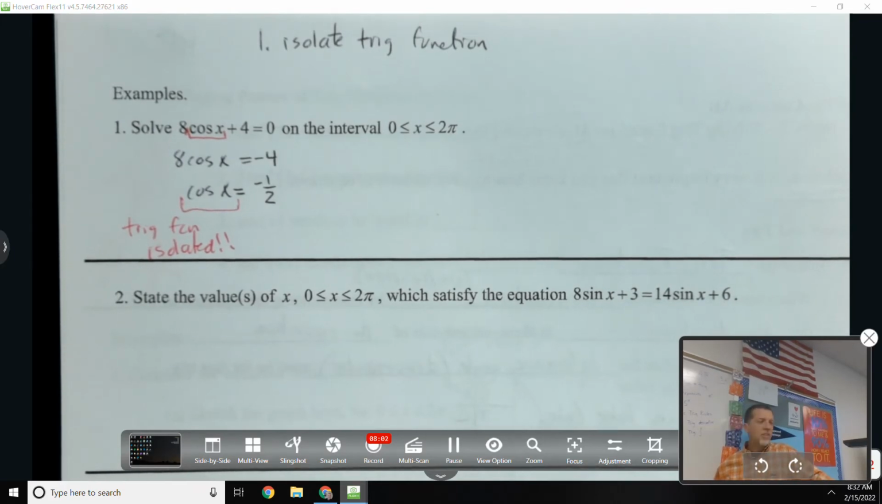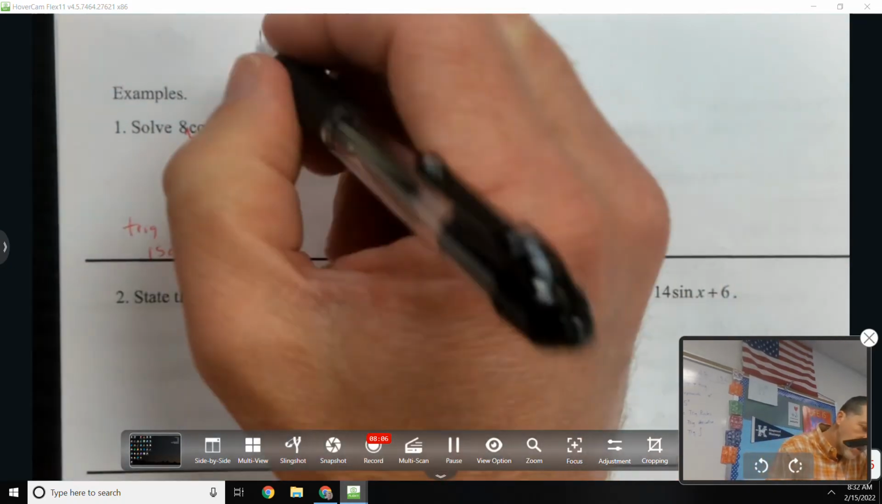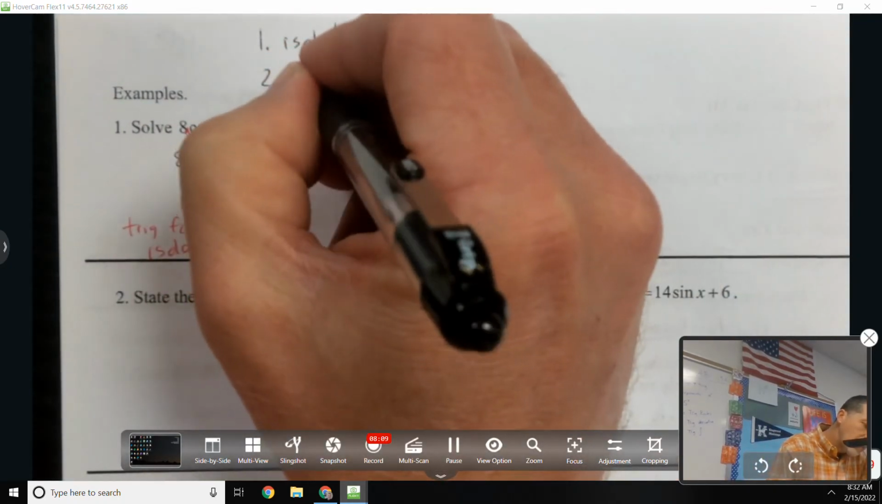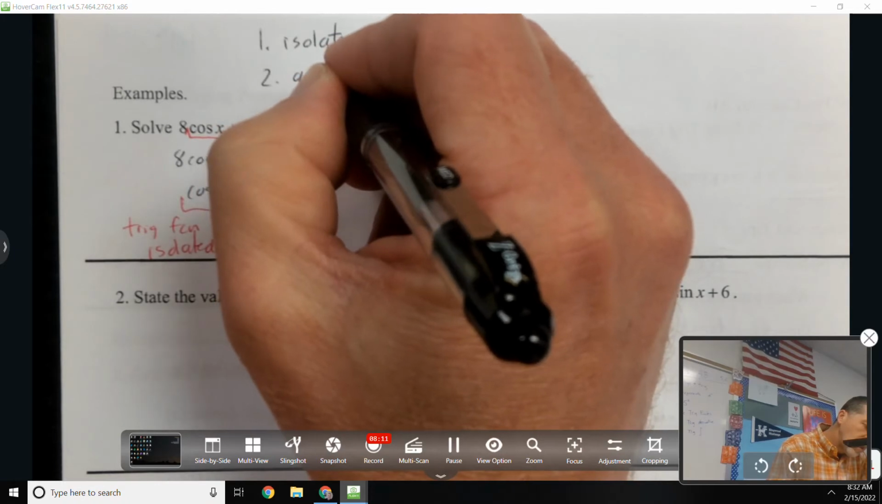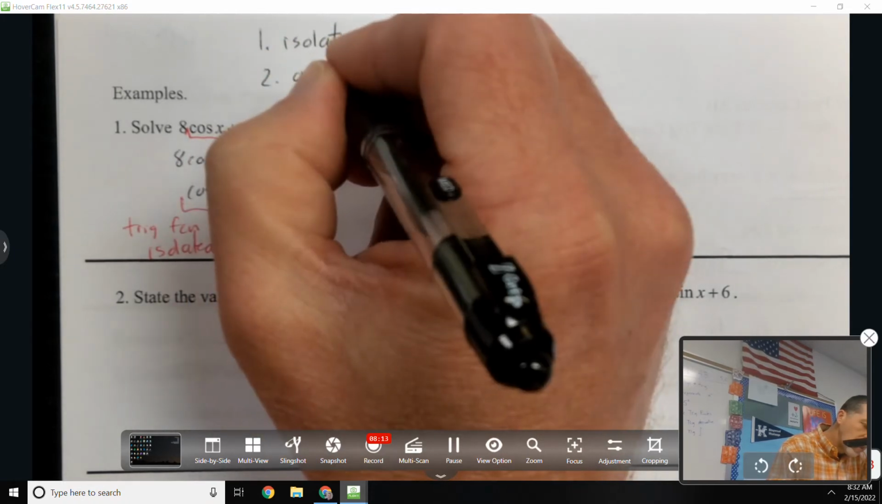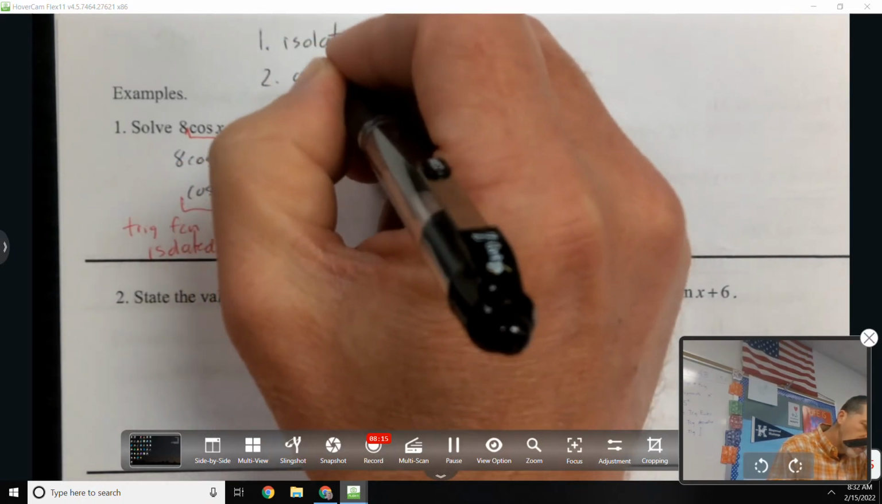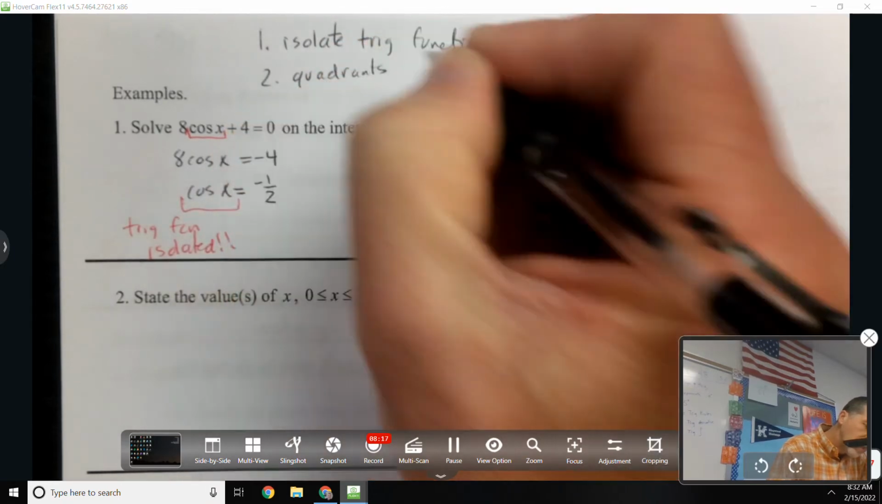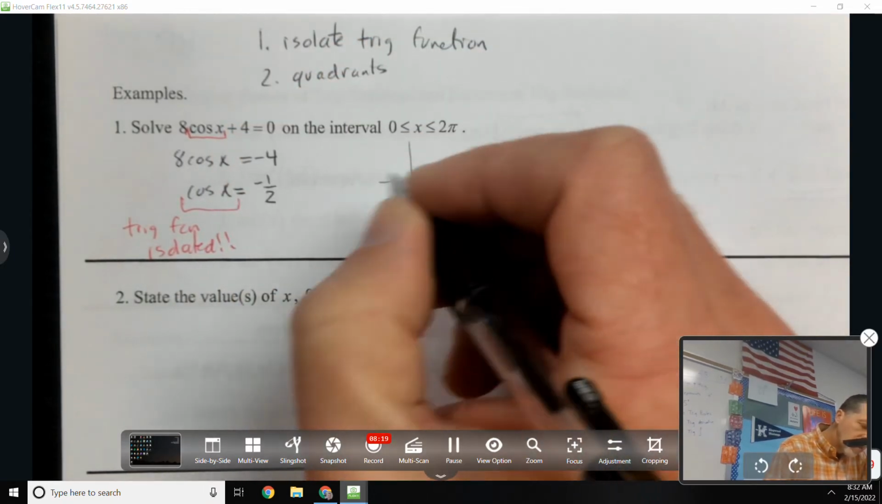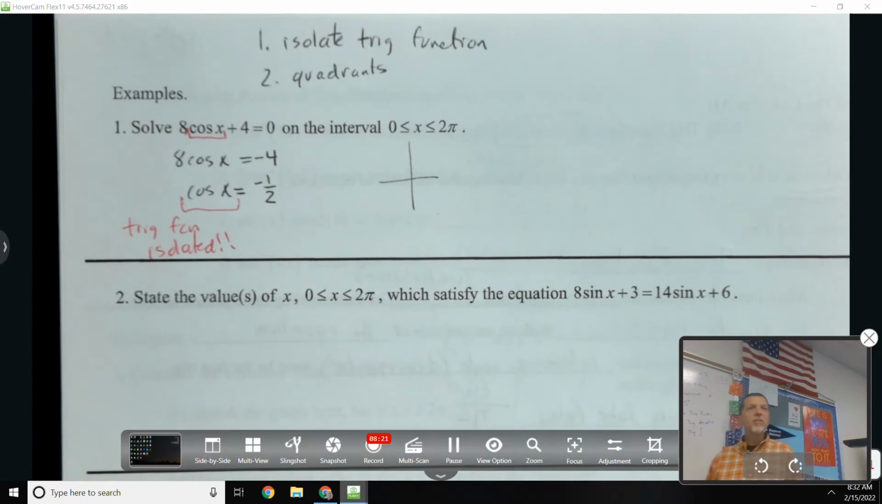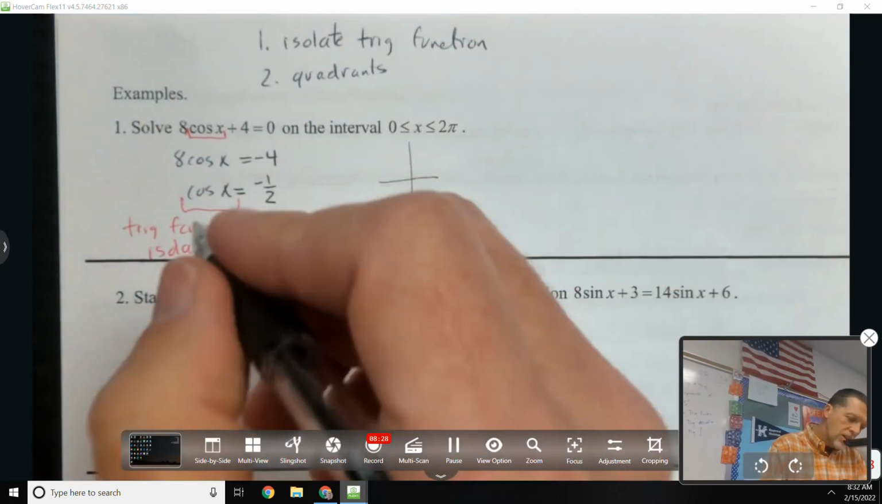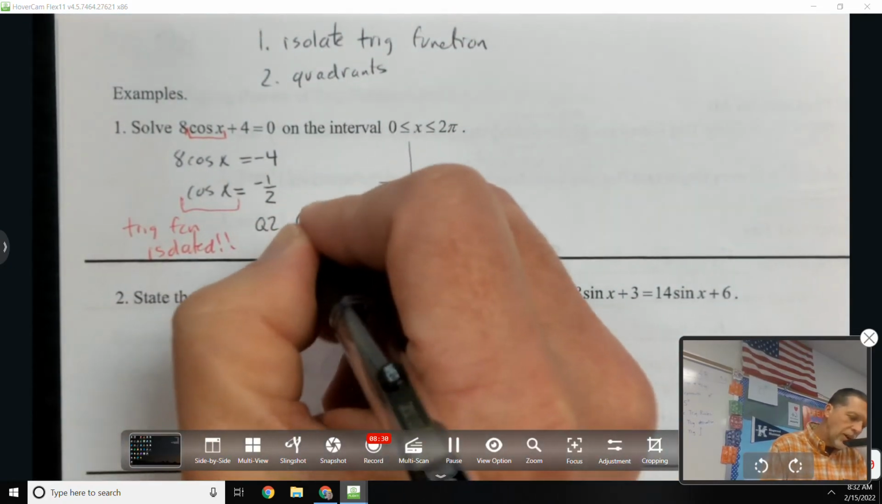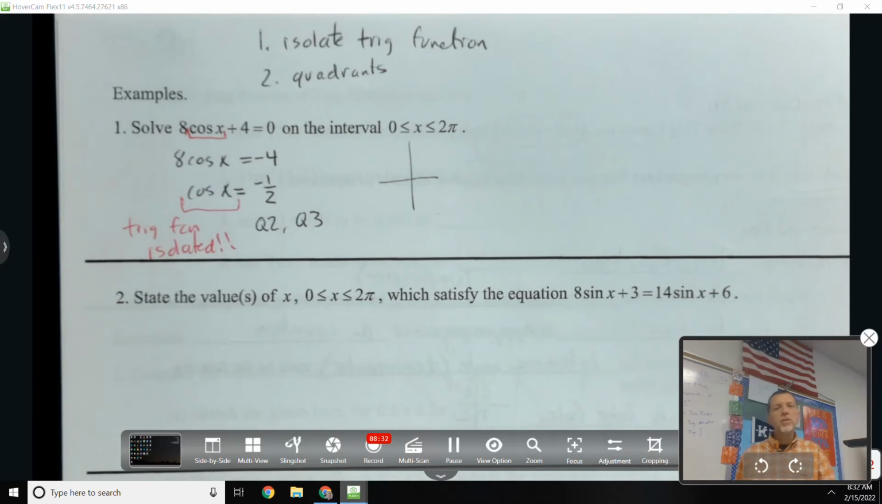Now I can just start to think about, okay, where is the cosine negative? So I guess that's step number 2. I do the quadrants first. So cosine is negative on the left. Your left. So that'd be 2 and 3. You don't have to write this out, but maybe it helps. So in quadrants 2 and 3.